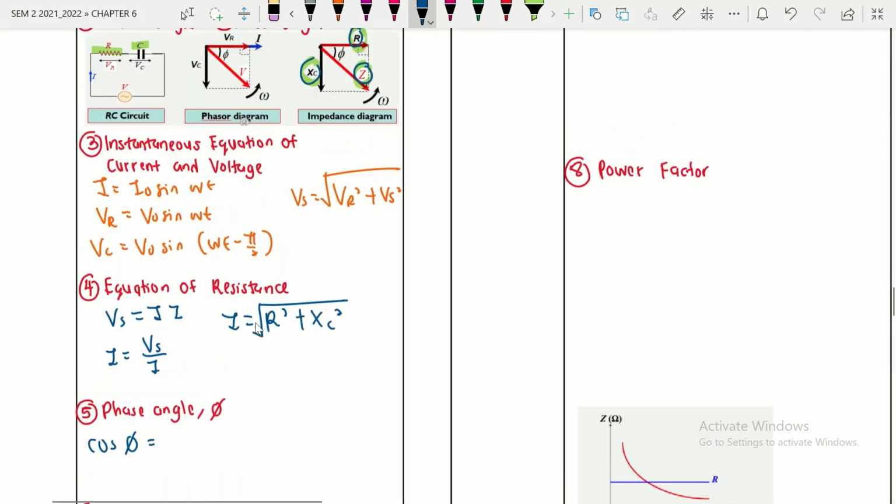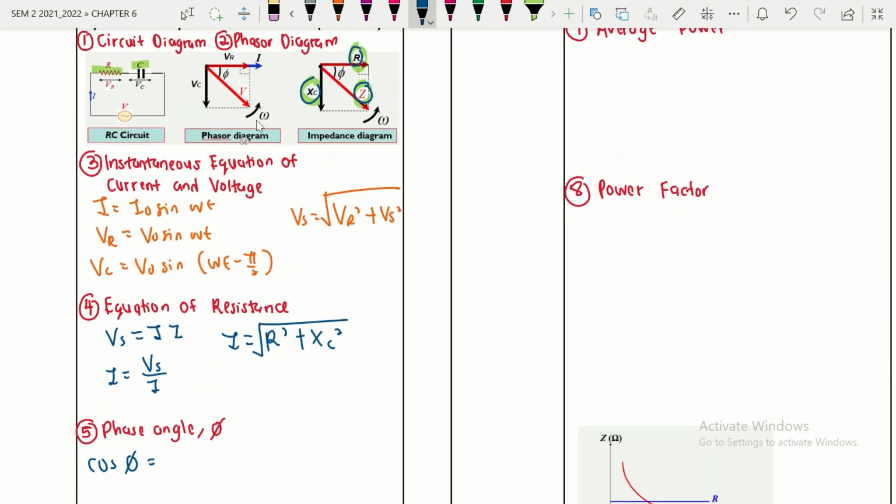Kita akan tengok melalui Phasor diagram. So, Phasor diagram ni dengan impedance diagram. So, dia ada dua. So, kalau Phasor diagram, kita akan ambil cos. Kita tahu cos adalah adjacent over hypotenuse. So, your adjacent ni angle U. Adjacent U adalah VR. Dan hypotenuse U adalah supplied voltage.